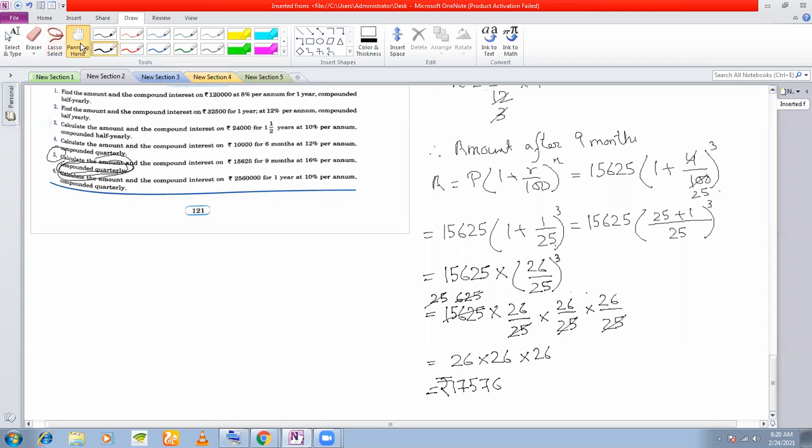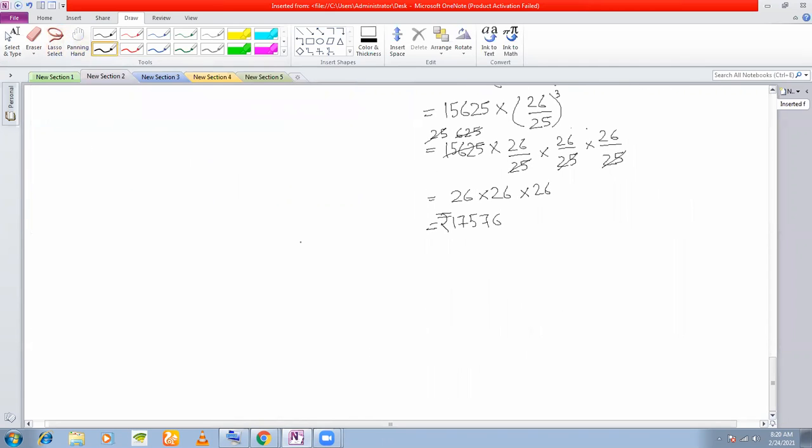Okay. Therefore, what should be the compound interest here? Therefore, compound interest is amount minus principal, 17,576 minus, and the principal here was given to be 15,625. And if you subtract, you get this to be rupees 1,951. That's it. Any questions on this problem?